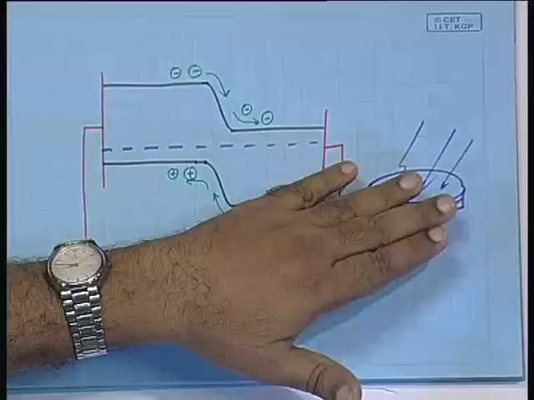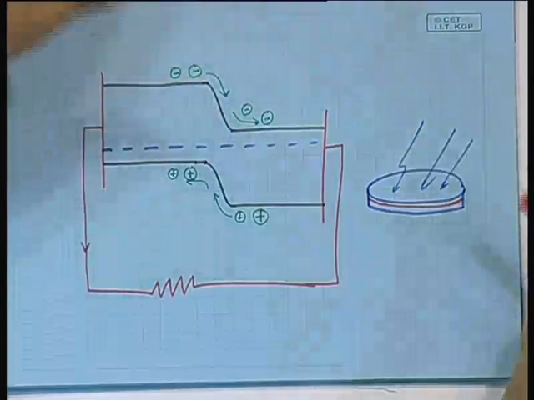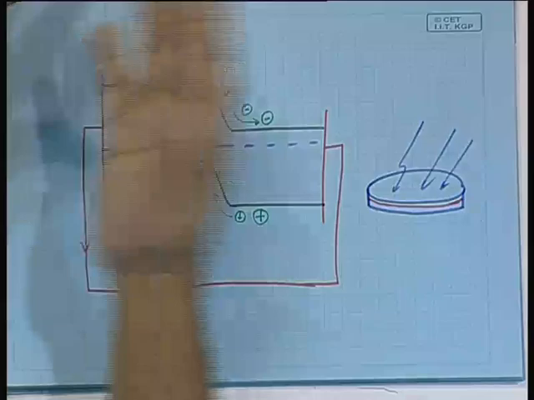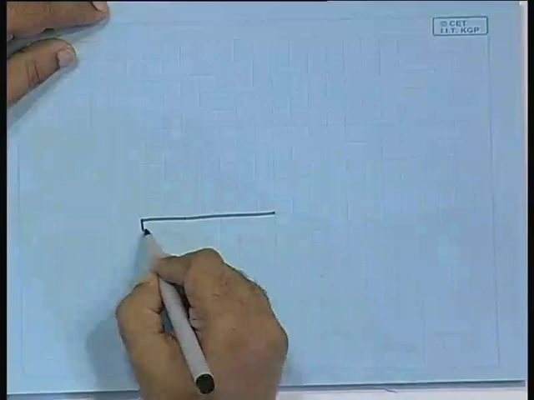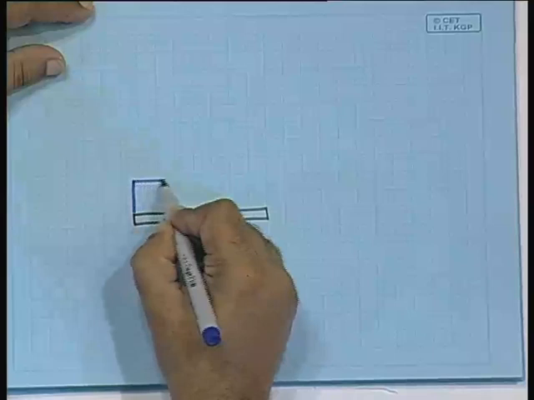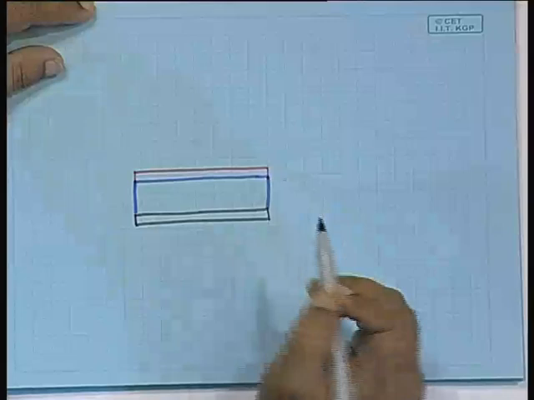So how to make such a thing? I'll come to the production process per se a little later, but the essential structure is that below it there has to be some kind of a metal substrate. Metal substrate in the sense that you have to collect the charge, so there has to be a metal contact, and that metal contact is in the form of, if I draw the side view, it will be something like this. First there is a metal substrate, then you have a reasonably large layer of P, then you have a smaller layer of N, and here is your P-N junction.